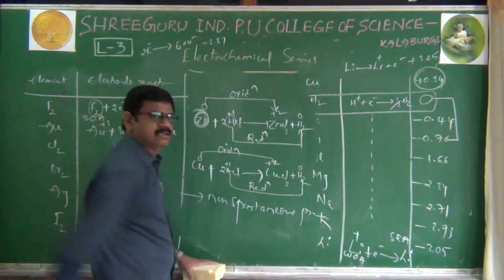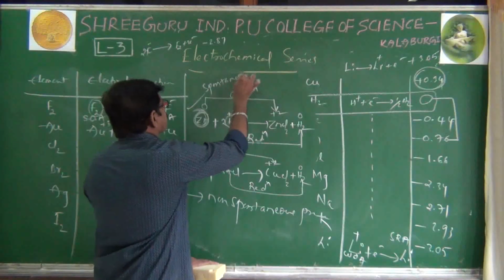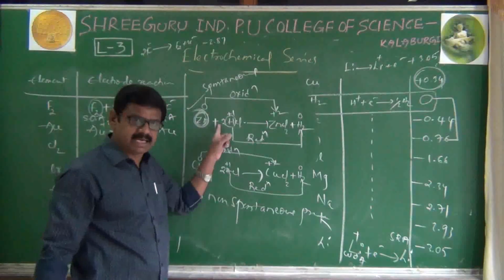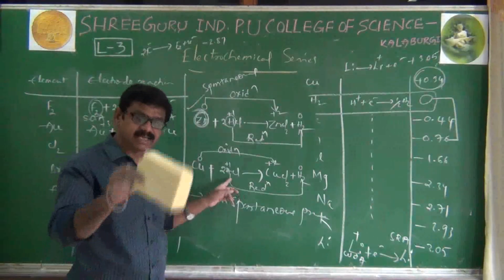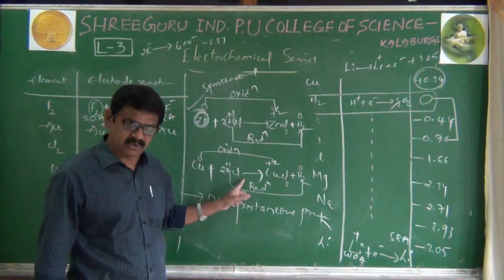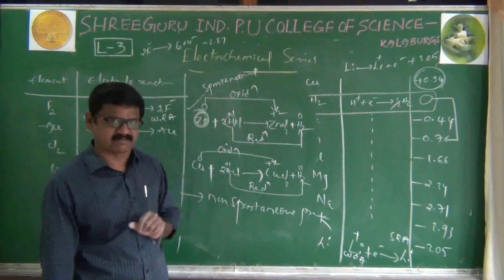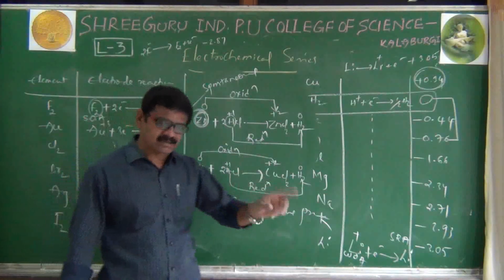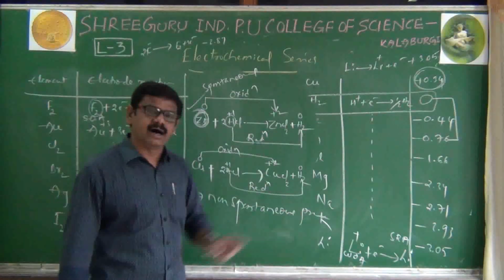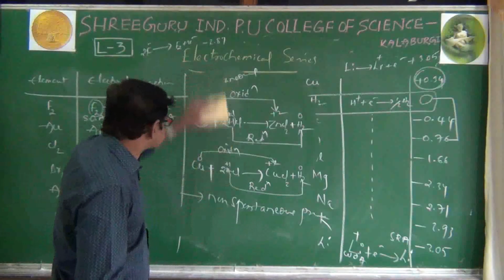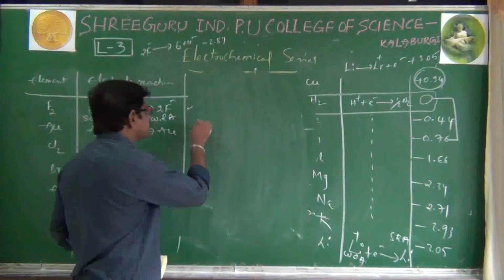Here we can say it is a spontaneous process, because here reactions are taking place according to their SRP values. But here reactions are not taking place according to their SRP values. If reactions take place according to SRP values, we can say it is spontaneous. If reactions are not taking place according to their SRP values, then it is a non-spontaneous process. Right. That's why now one general statement we can tell.